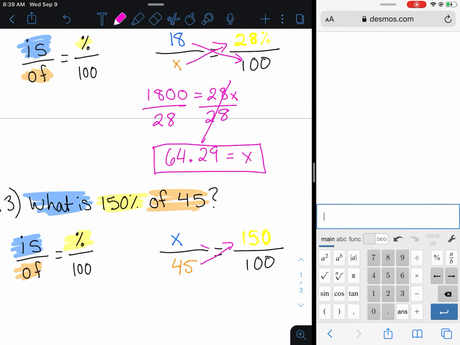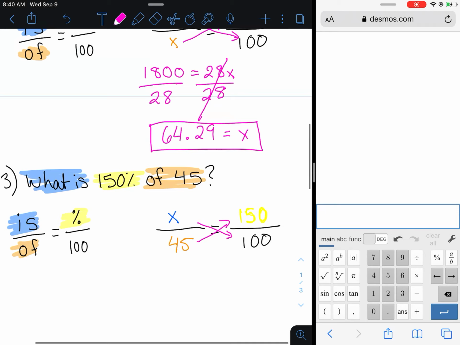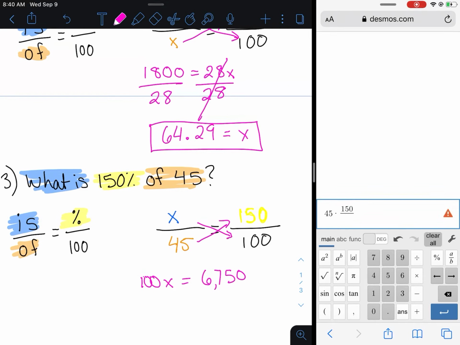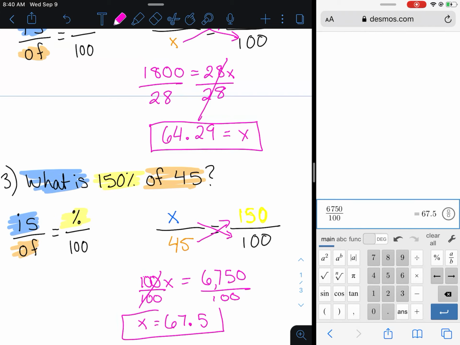So I'm going to cross multiply and divide. So 100 times x is 100x. There we go. And then 45 times 150 gives us 6,750. And then we are going to divide by 100. So when we divide by 100, we end up getting 67.5, and that is equal to our x value, and that is our solution.